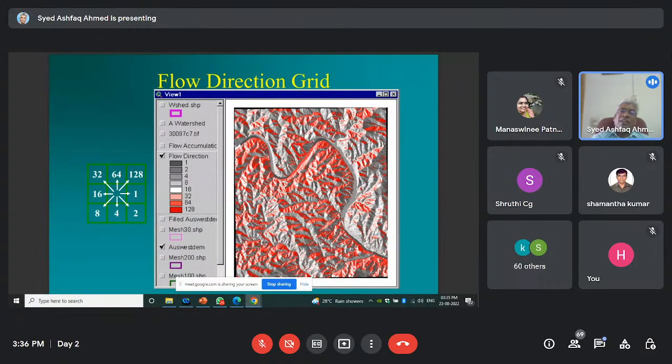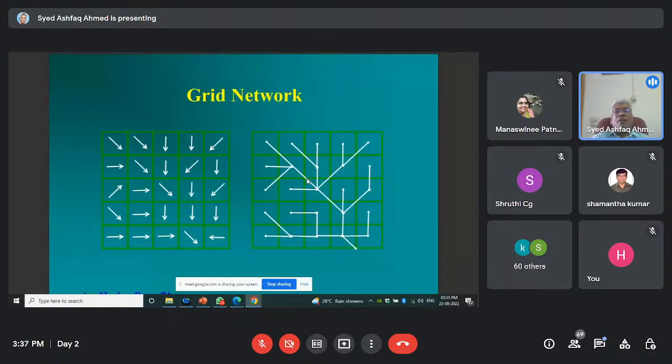See, most of this red color here represents 128. 128 means it is flowing in the northeast direction. So the direction of water flowing is towards northeast. So like this, each and every direction you can measure by using the digital elevation model and with the help of appropriate software. And then this flow direction can be prepared in the form of a grid network.